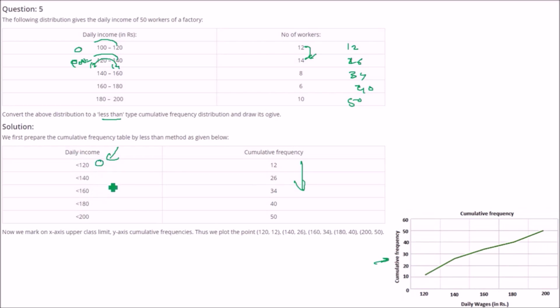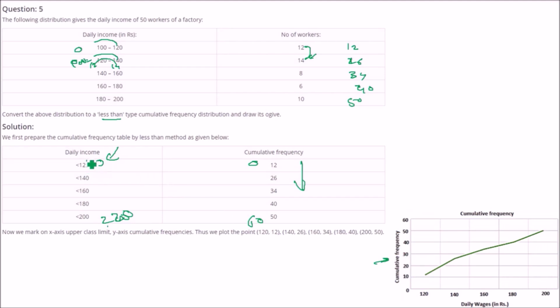So the minimum is 120, let us start from 0. Maximum is 200, let us take till 200. Here we can start with 0 and the maximum is 50, so let us take till 60. We can go up to 220 here also. So here is the x-axis where we have daily wages. Here we have cumulative frequency, which is the y-axis.